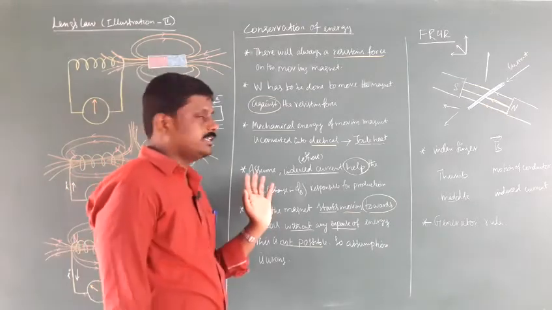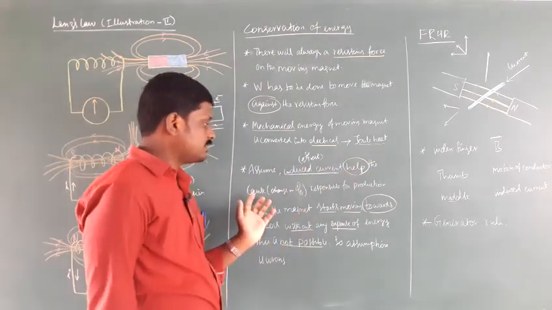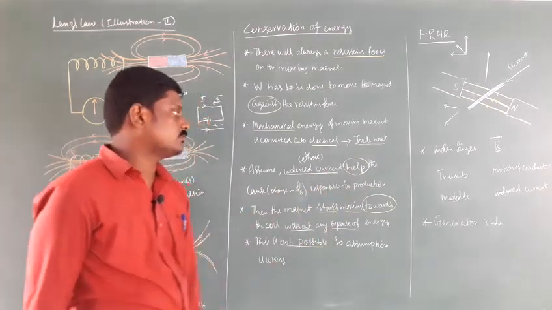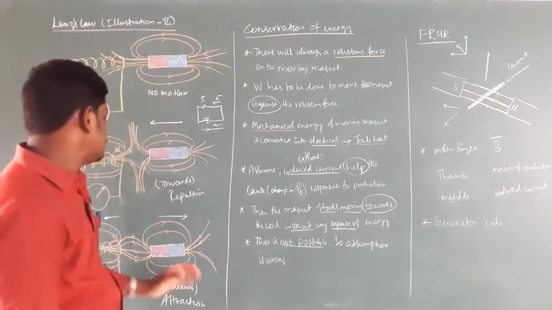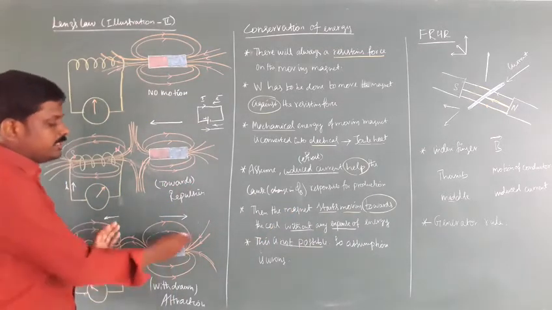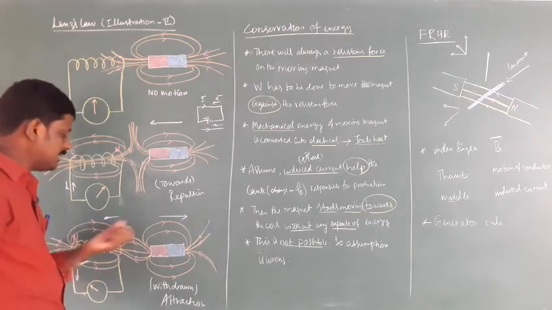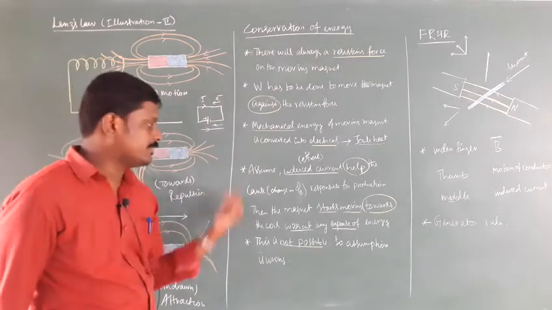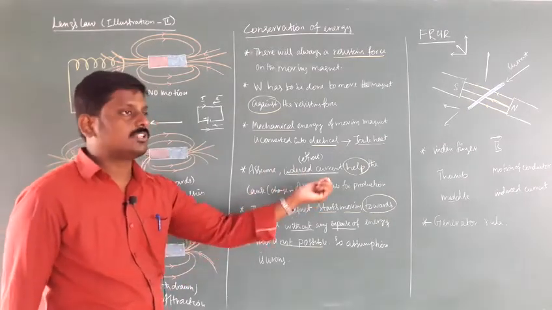Then just assume that the induced current helps the cause responsible for it. There should be a cause and an effect. Which is the cause? There is a change in magnetic flux produced by the bar magnet. The induced current is the effect. So the effect, that is the induced current, helps the cause responsible for it.